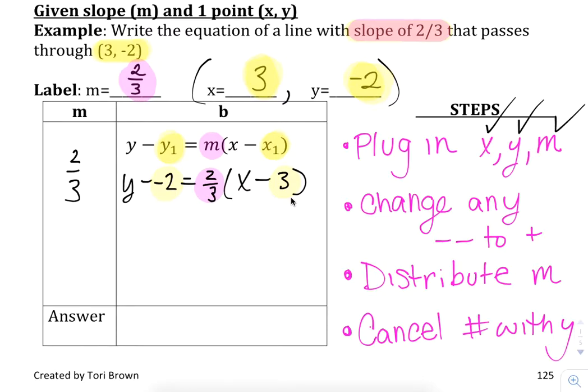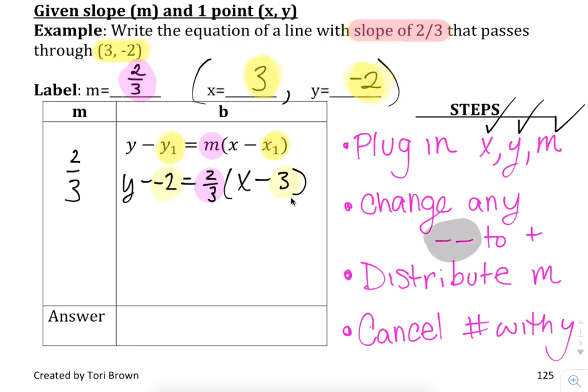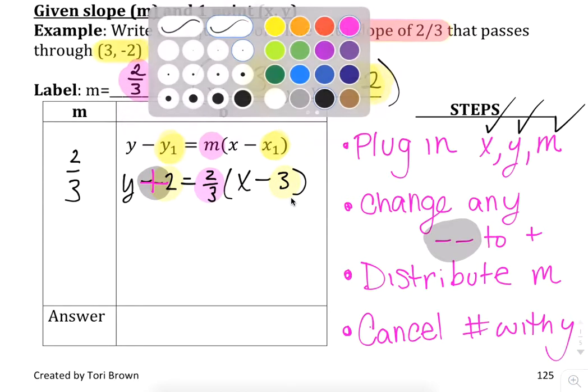Let's go on to the next step. I'm going to look back at my problem and see if there's any of those double negatives. Anytime I see that, I'm going to make them gray. So I happen to see a gray set right here. So what we're going to do is make that into a big plus sign. 2 negatives make a positive, so we're going to put a big plus instead. That way we don't get confused.